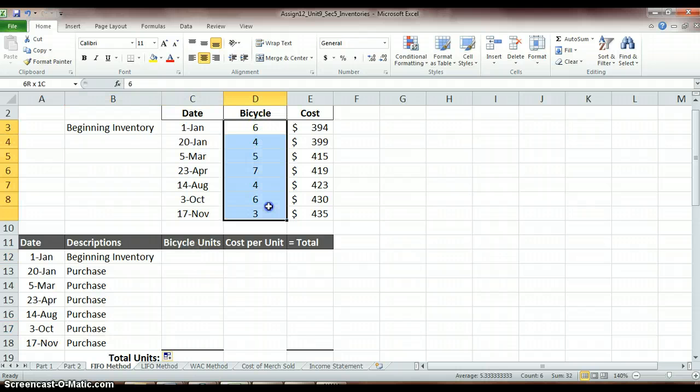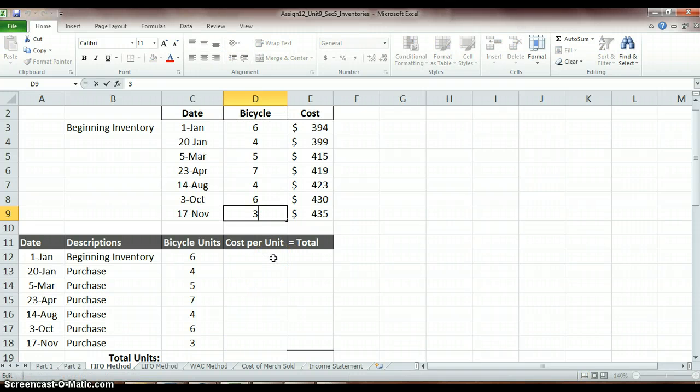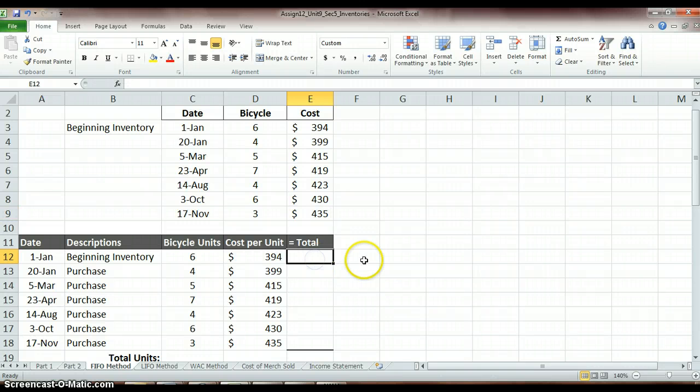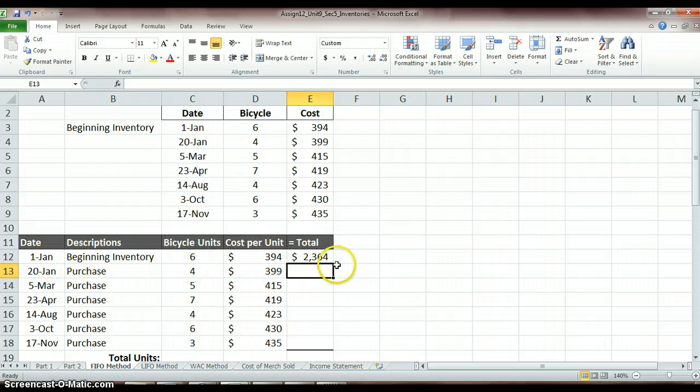And then on each of these dates we made this number of purchases. I'm big on copy and paste so I don't waste a lot of time retyping all this information. And then I can find my cost per unit in this column. Now I need to find the total that I spent for each of these purchases at the prices that I paid per unit. That's done pretty easily with one of our formulas. We can just find our 6 bikes at $394 each. So that tells us that we had $2,364 worth of merchandise for sale on January 1st.